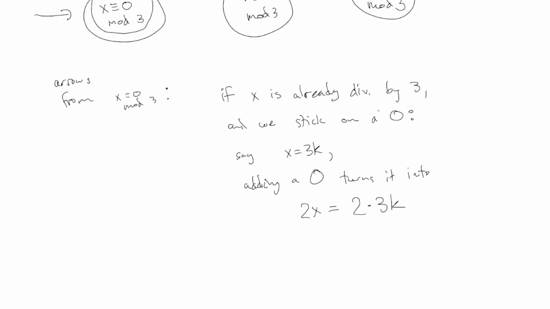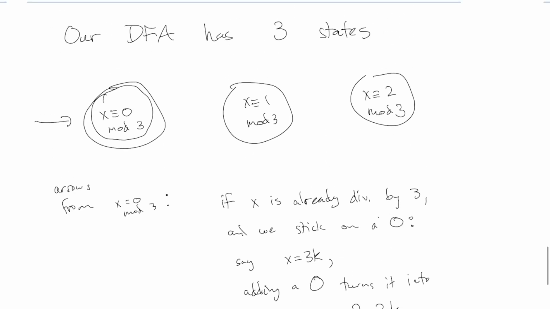And I ask you, is this number still divisible by 3? Or is it now 1 more than a multiple of 3? Or is it 2 more than a multiple of 3? What do you say? 2 times 3k? I say it is still a multiple of 3, right? It has this other 2 in it, but it doesn't matter. We start with a multiple of 3. It's still a multiple of 3. That means the arrow for a 0 looks like that.